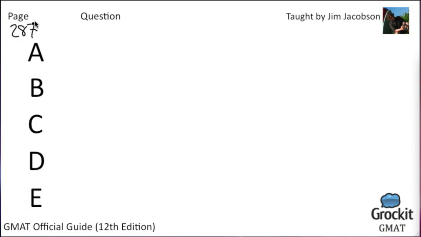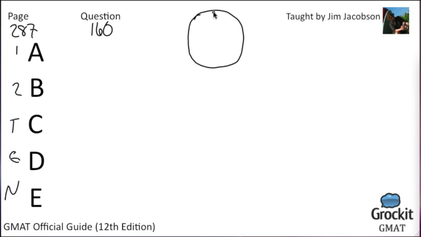Still on 287, question number 160. What is the circumference of the circle above with center O? So we have our circle, which has a little triangle action going on within it. So we have X, Y is a point there, and Z is a point here. And O is the origin. And this is a right angle. I know that's not the best circle in the world, but, you know, whatever.